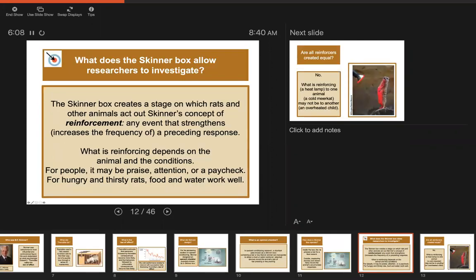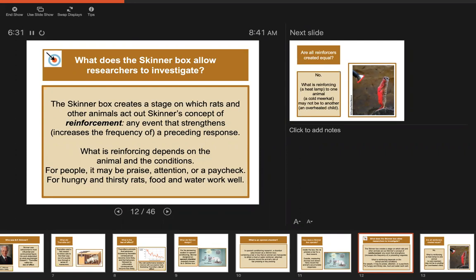So what did the Skinner box allow the researchers to investigate? Well, it created a stage in which rats and other animals act out Skinner's concept of reinforcement, which is any event that strengthens, which means increases the frequency of, a preceding response. So this is really, really important.